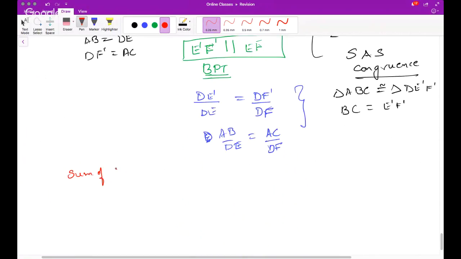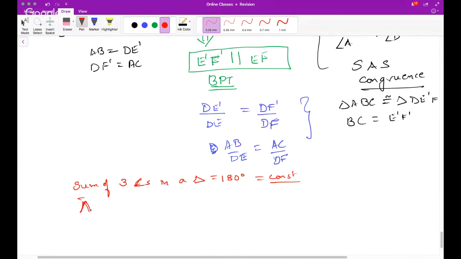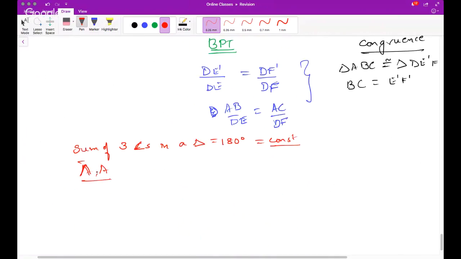Now, the direct corollary to this would be, by the angle sum property of a triangle, the sum of three angles in a triangle is 180 degrees, right? It is a constant. So instead of checking 3 angles, even if you check only 2 angles, the third will automatically be equal, because the sum of the 3 angles is 180 degrees. So it is simplified to checking only 2 angles. Meaning, if 2 corresponding angles of 2 given triangles are equal, the triangles are similar.